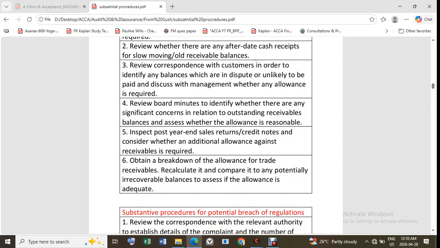Review board minutes. We have to review the board minutes to identify whether there are any significant concerns in relation to outstanding receivables balance, and assess whether the allowance is reasonable. Inspect the post year end sales returns. If there are any sales returns or credit notes after the year end, consider whether an additional allowance against the receivables is required.